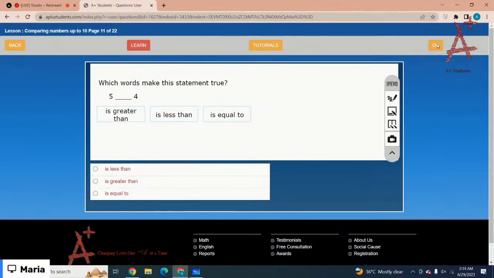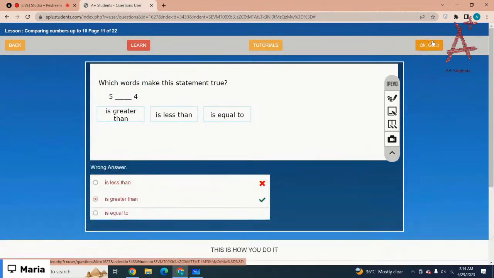Which word makes the statement true? 5 and 4. Which is the correct option? 5 is less than 4. The correct option is less than. Oh, sorry. When counting, 5 comes after 4. That means 5 is greater than 4.